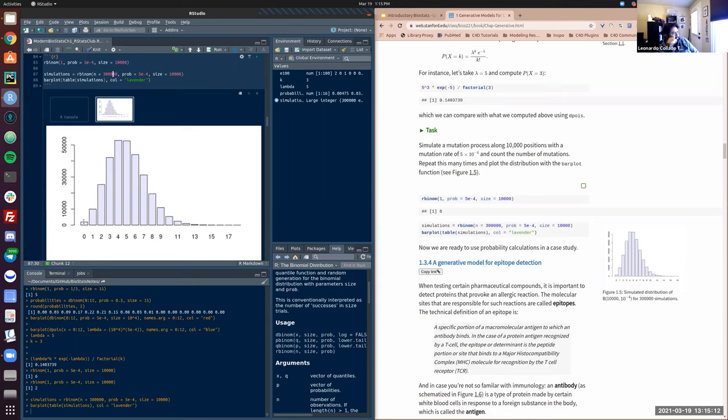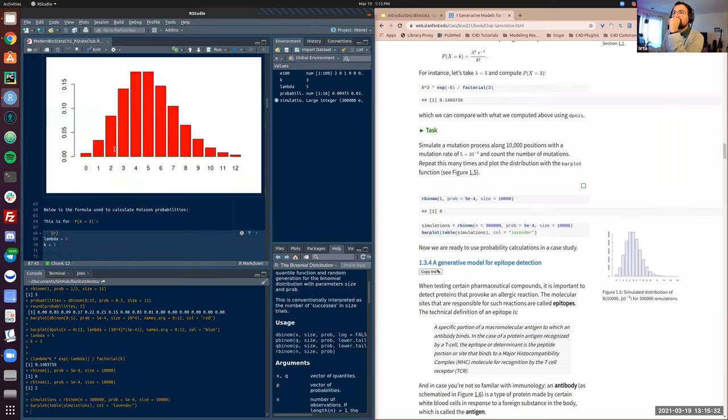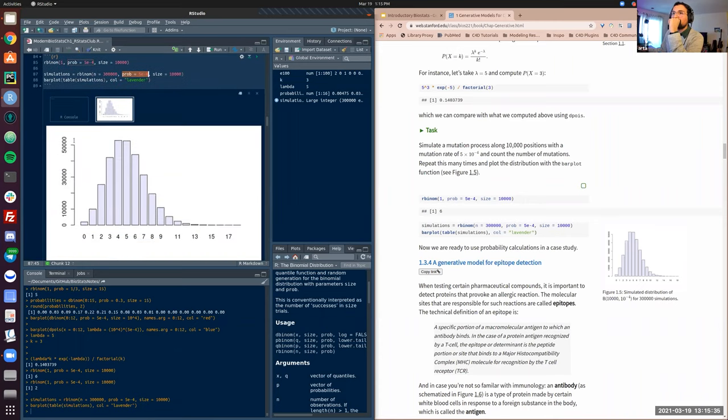We have a sequence length of 10,000 and 300,000 such sequences, and we want to find the probability of the number of mutations. So this is the probability of getting this number of mutations. Still we can see that 4 wins out. That's the number of mutations I think we're getting. If you edit line 88 after table, divide by 300,000.